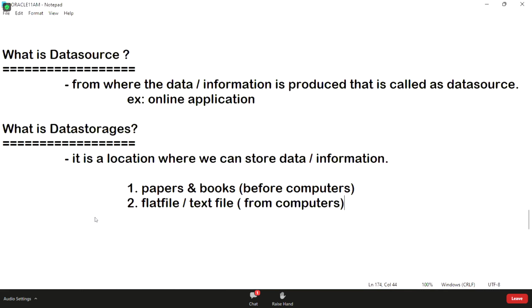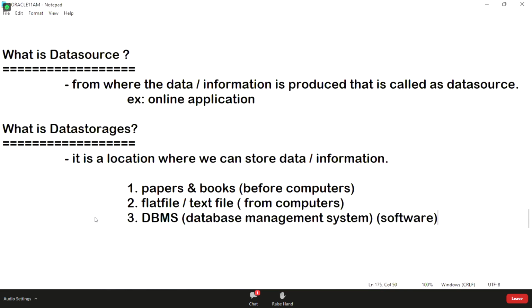But after this, the third one was introduced: DBMS. DBMS stands for database management systems. And what is a database management system? Simply, it is a software. So before computers, after computers, and later software. These are the 3 data storage methods we can use for data storage purposes.